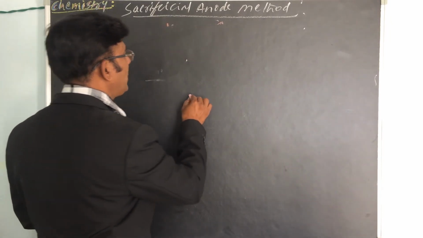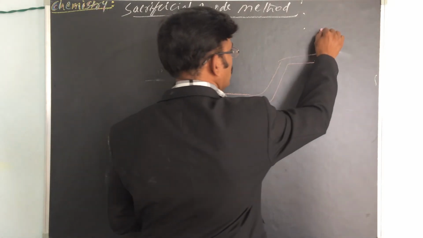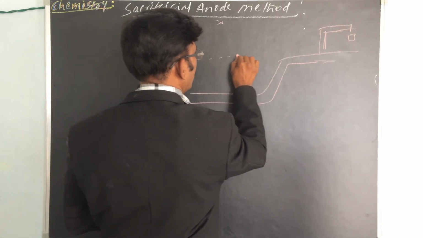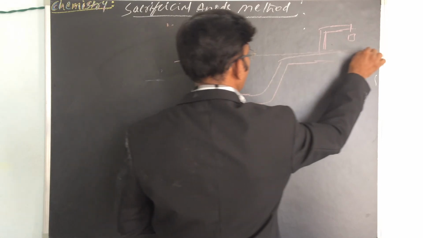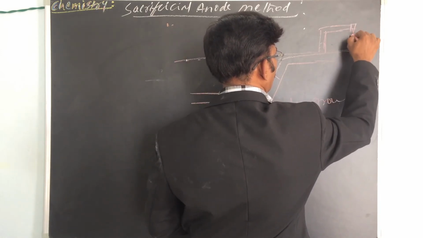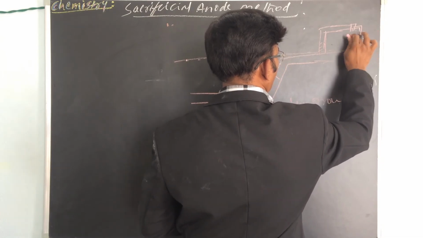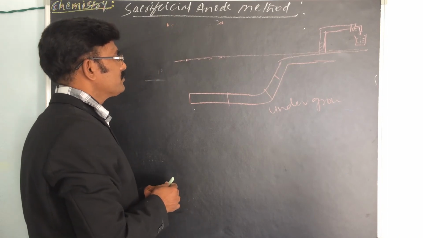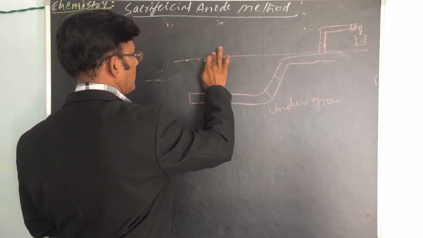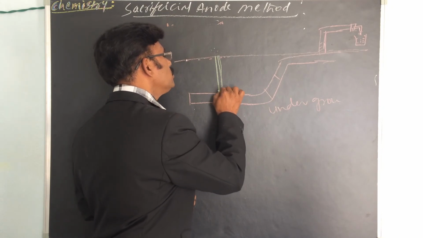In the olden days, underground water pipes. For example, this pipe is going. We are taking the water connection. Here one tap is there. This is the land area, and this is the underground. So here we have to connect one rod. Where to connect this rod?